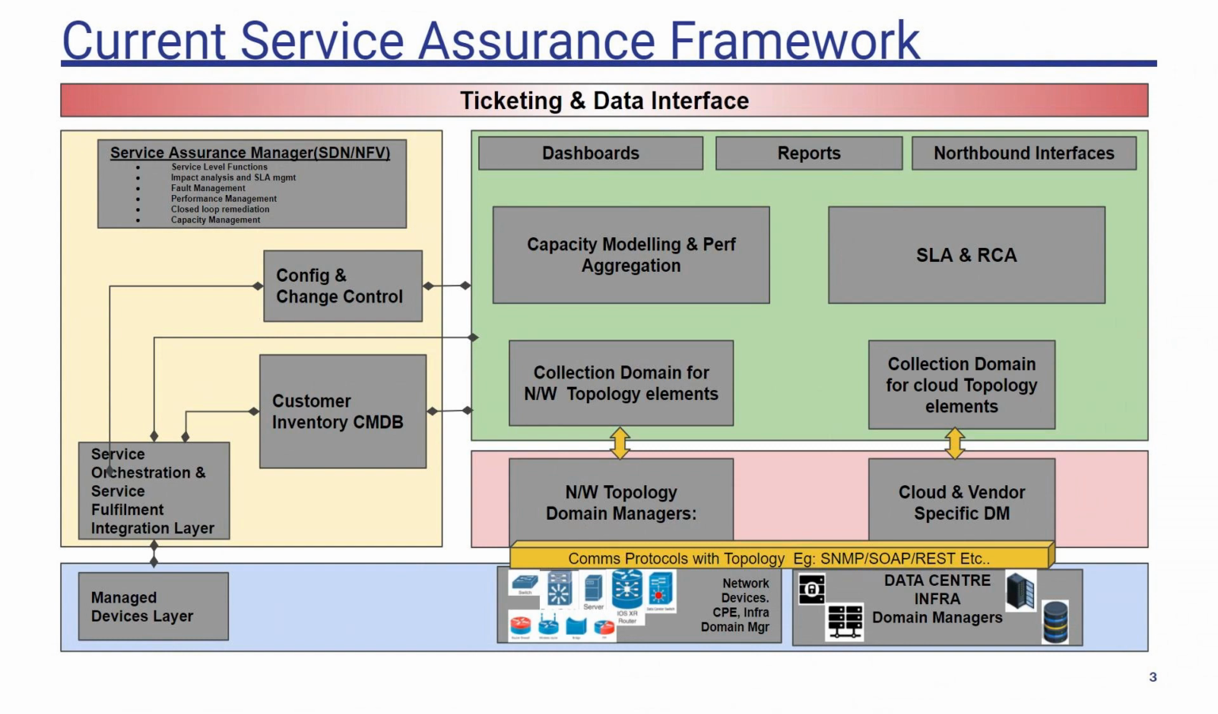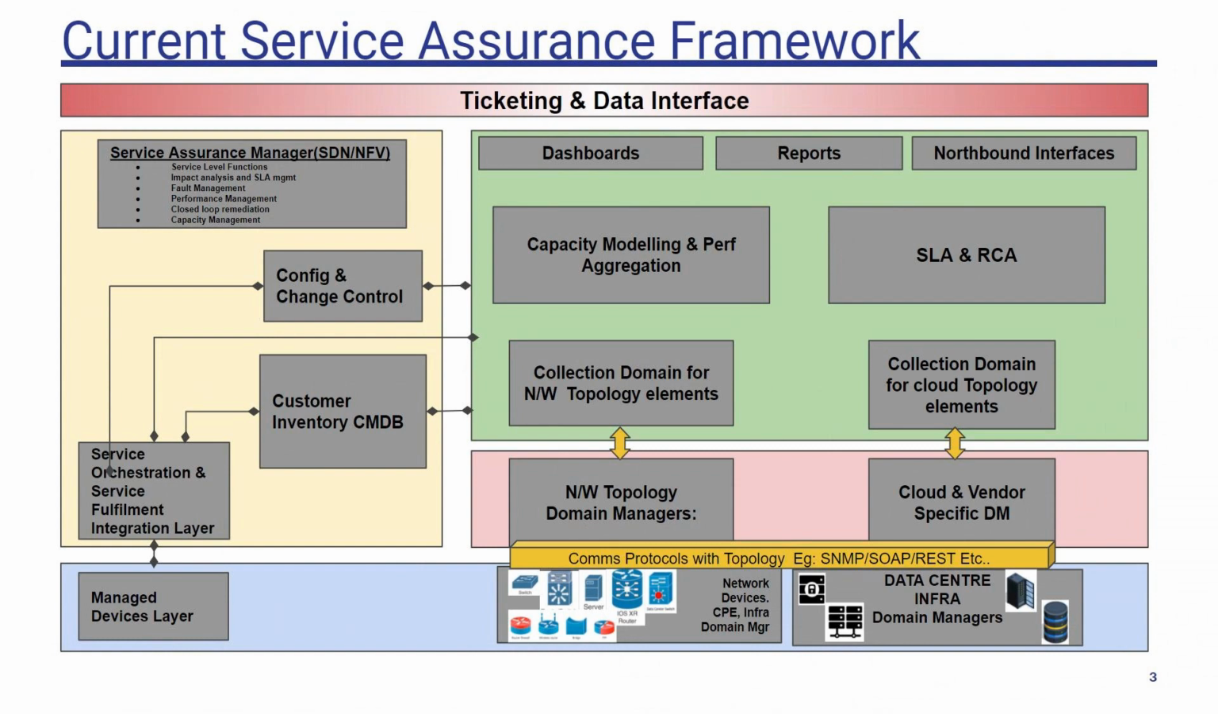Then we have customer inventory and CMDB, and the configuration and change control. So we can have governance over the service orchestration layer and the controller layer with the inventory as well as the config change control. On top of that, there is a block which takes care of all the things implemented as functions in the right hand block, that is service level functions, RCA, impact analysis, performance management, but something more is there. With SDN and NFV, we have closed loop remediation.